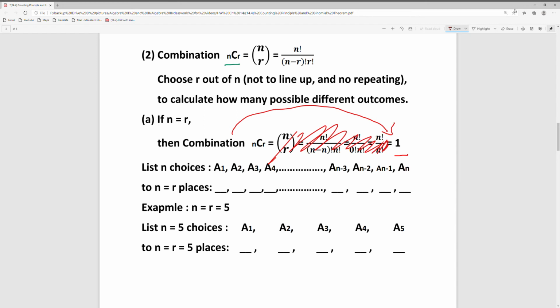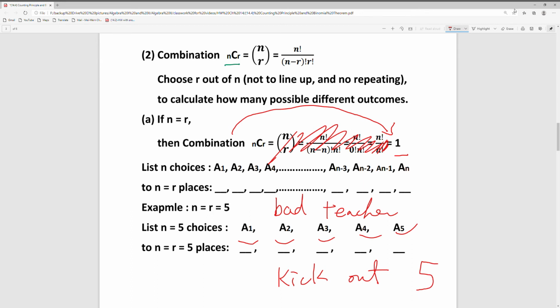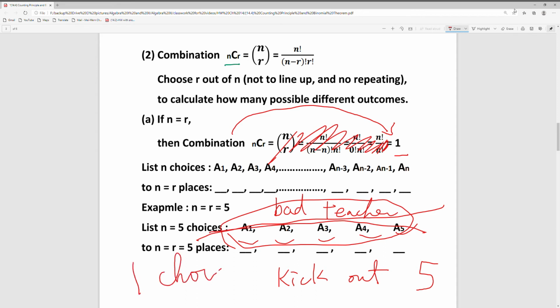Okay, so say I'm a very, very bad teacher. And I have 5 students in my class. And before the test, I said, no matter how you do the test, I will just kick everyone out from my class. I have only 5 students, and I want to kick out 5 of you. So how many choices can I have? 1 choice. Just group these 5 together and kick them out from my class. I have only 5 students, and I kick out 5. No other choice, just 1 choice. Make sense?